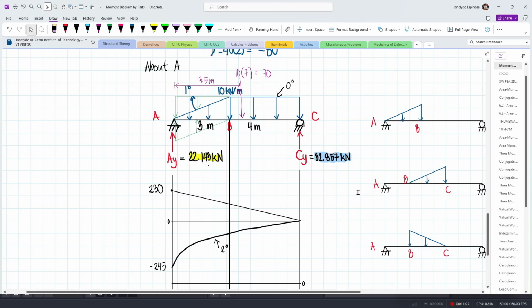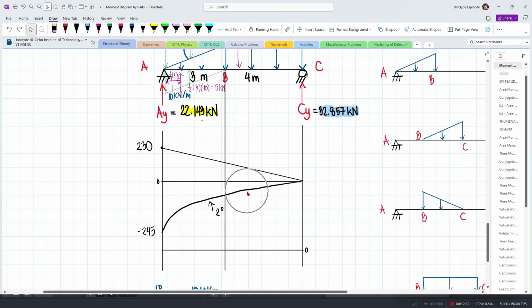Now diba, the magnitude of this load is just equal to 10 kilonewton per meter. So this is also 10 kilonewton per meter. And so the resultant will be upward and then this will be equal to 1/2 times the base, which is 3, multiplied by the height, which is 10. And so this is 15 kN. And then the moment arm will be 1/3 of 3. And so 15 multiplied by 1/3 of 3, which is 1, that'll give us positive 15.